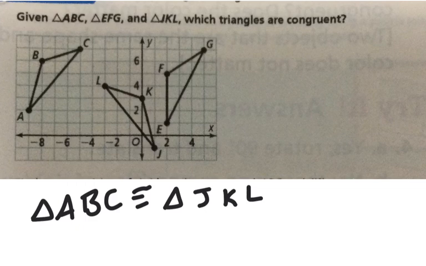Now you can rearrange it, like I could name this triangle CBA. But if I do that, I have to name the second one the same order. So C has to go with L. B has to go with K, and A has to go with J. So there's multiple ways to name the triangle, but however you name the first one, you have to make sure the second one matches that same flow, what it actually lines up with. All right, any questions there?